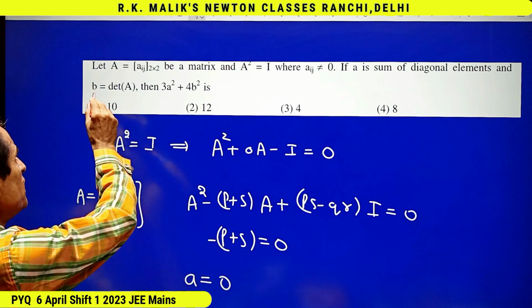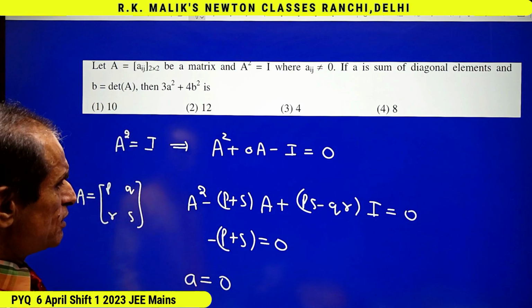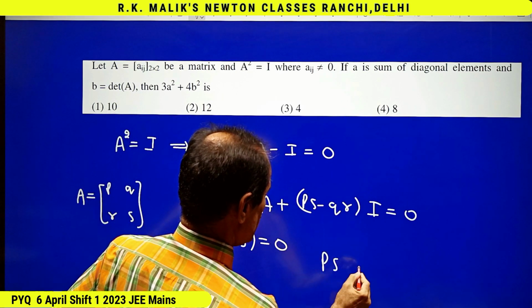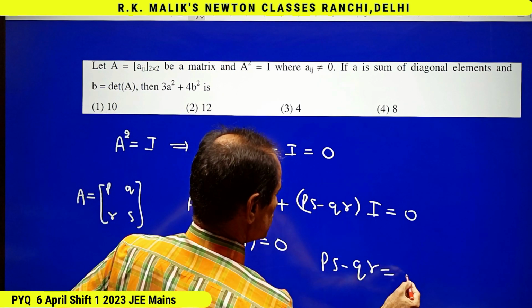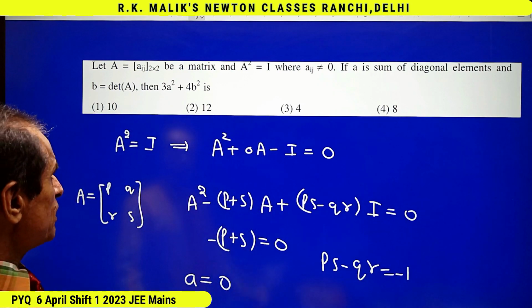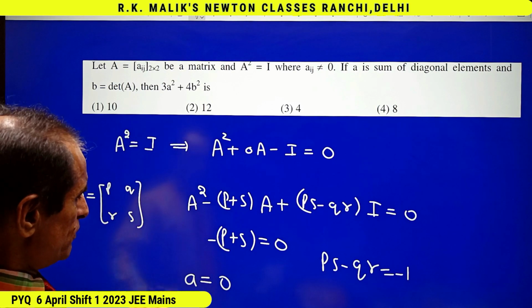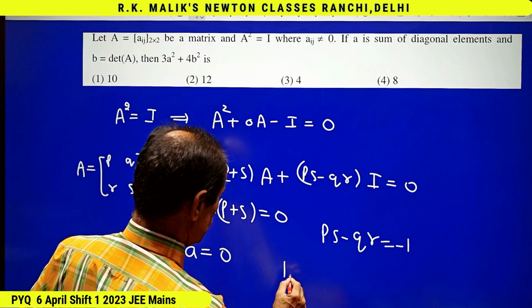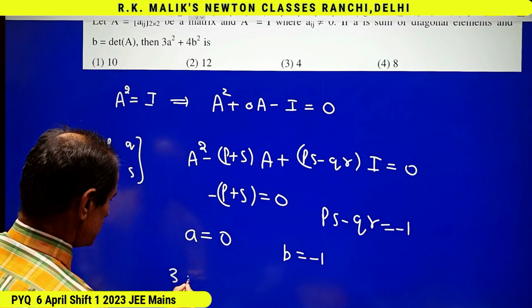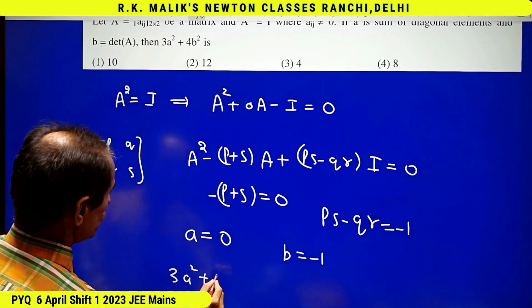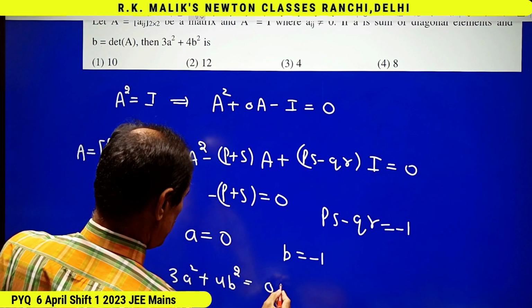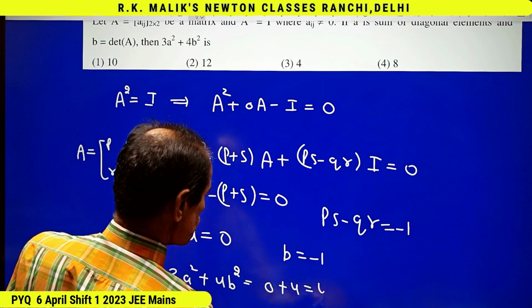And B is the value of determinant. From here, I can say the value of PS minus QR is minus 1. That is, the value of determinant is minus 1. That is, B equal to minus 1. Hence, I can say 3A square plus 4B square equal to 0 plus 4 equal to 4.